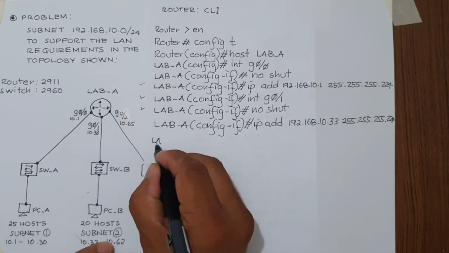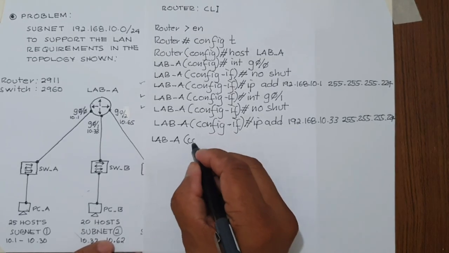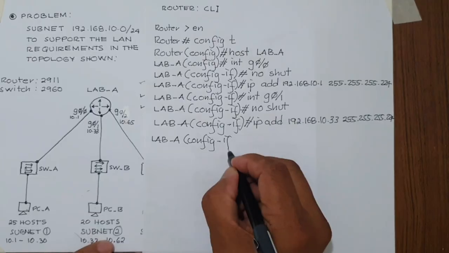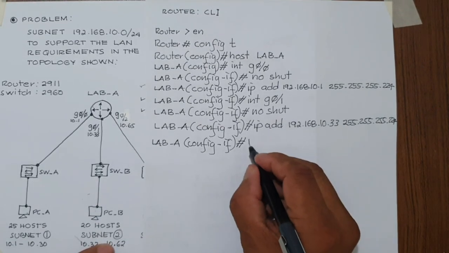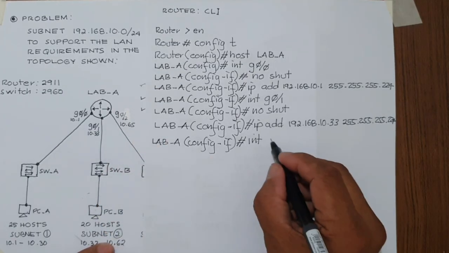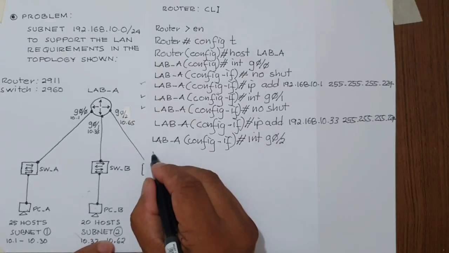Then we shift to the last interface. There, so we type interface G0/2, there.